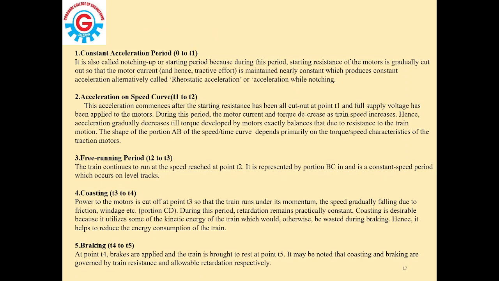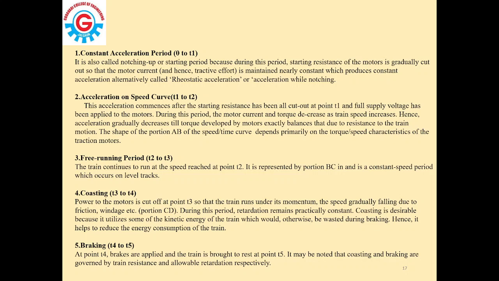Then the third one is the free running period, where the time is T2 to T3 and curve BC starts. The train continues to run at the speed reached at point T2. It is represented by the portion BC and is a constant speed period which occurs on level track.